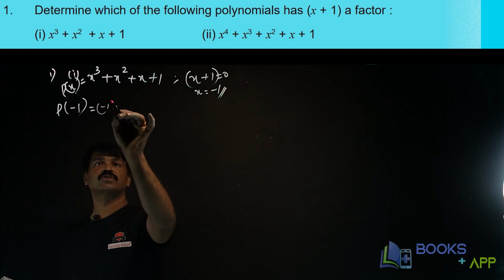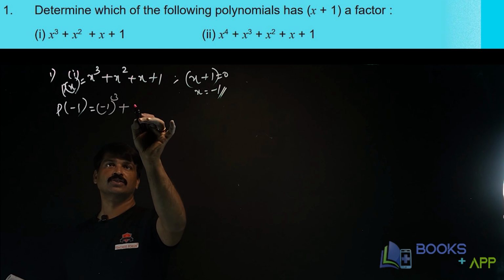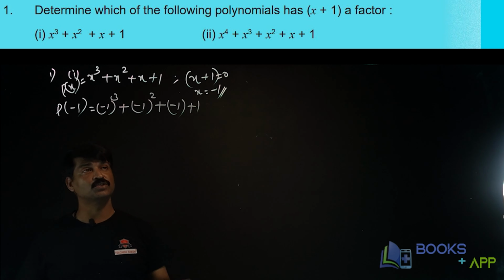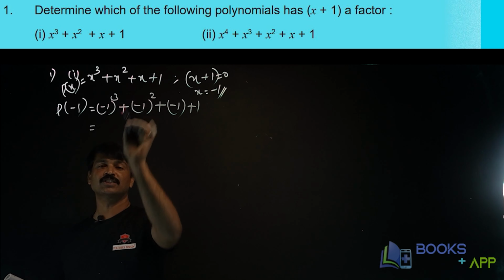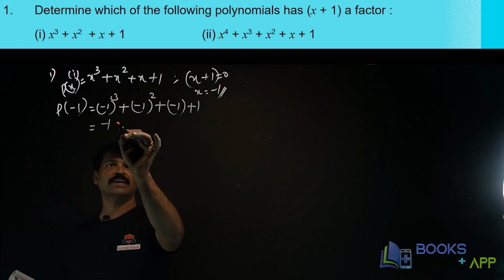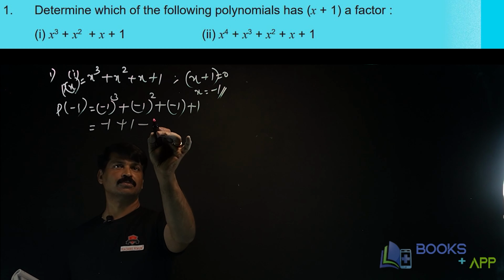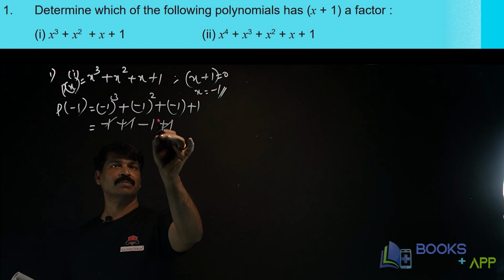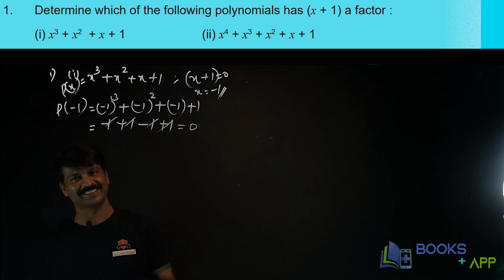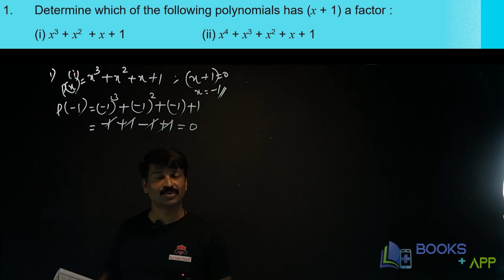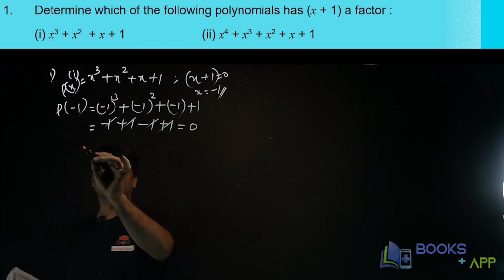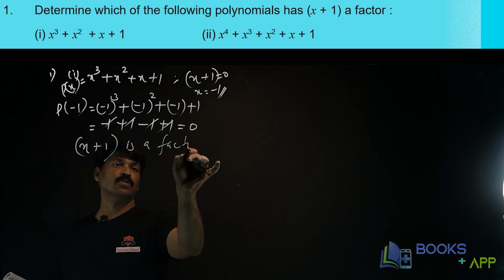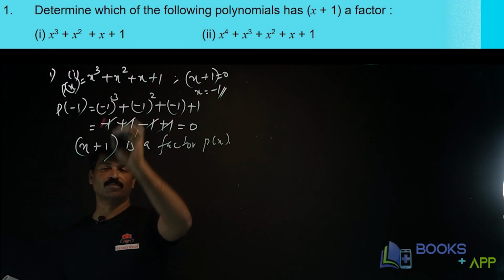Instead of x, what do you have to substitute? Minus 1 you have to substitute. So it becomes minus 1 cube plus minus 1 square plus minus 1 plus 1. What is minus 1 cube? That is minus 1. What is minus 1 square? That is plus 1. This is minus 1, it is plus 1. So plus 1 minus 1 cancel, plus 1 minus 1 cancel. Yes, 2 minus 2, isn't it? So the answer is 0. So what do we conclude? We conclude that x plus 1 is a factor of p of x, that is the given polynomial.